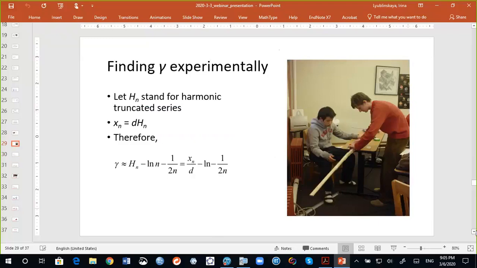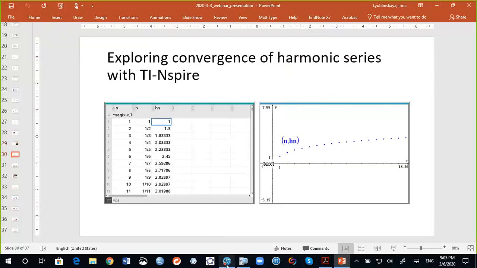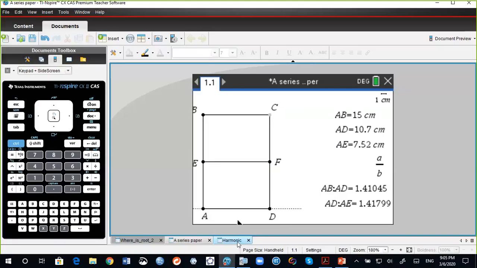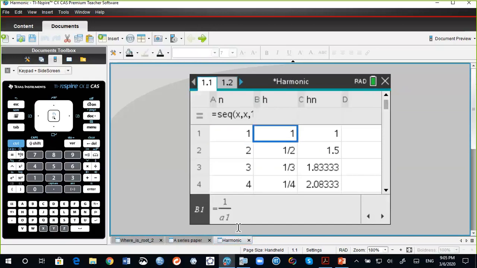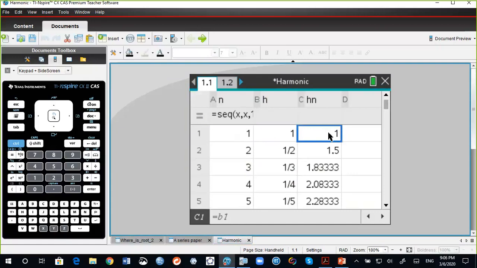So you give students an exploration with the TI-Nspire or TI-84. I'm going to show it right here so that they can just build the sequence as a harmonic series. As you see right here, it's built as just 1 over A1, and then you can fill down to build as far as you want. And then they can find a truncated sum or partial sum of the harmonic series. So here we are adding the previous two numbers. Here we are adding to the sum the next number, and so on and so on.